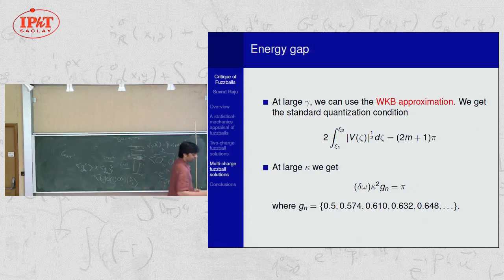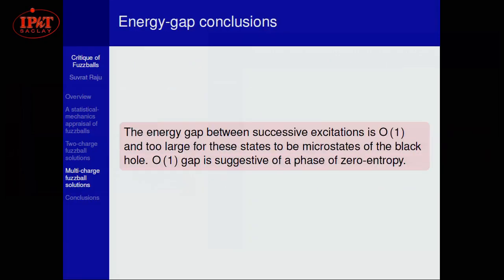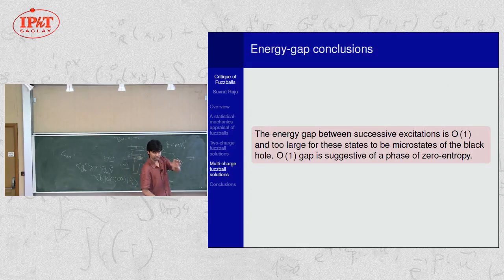Okay, let me just go on. I'm coming to an end, but this is the statement which we just discussed. Let me just say that the gap between excitations is order 1, at least for the cases where kappa is order 1, which is indeed the cases where you have JL and JR. That's suggestive, I think, of a phase of zero entropy. If you looked at thermal AdS and computed the energy gap between successive excitations, that gap would also be order 1. That's because thermal AdS has zero entropy.